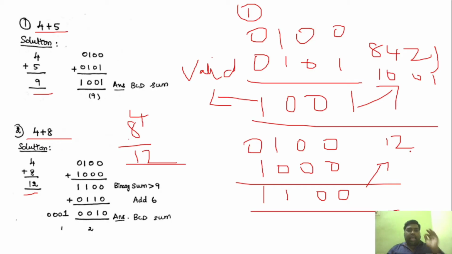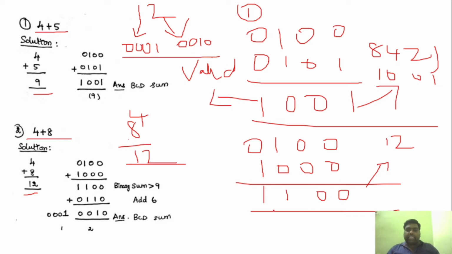Okay, and I represent it again. If it is a valid BCD form, how will you represent it? We have to represent the digits separately. If it is 12, we have to do it separately: 1 separately and 2 separately. That is 0001 and 0010. This is the right valid BCD form.